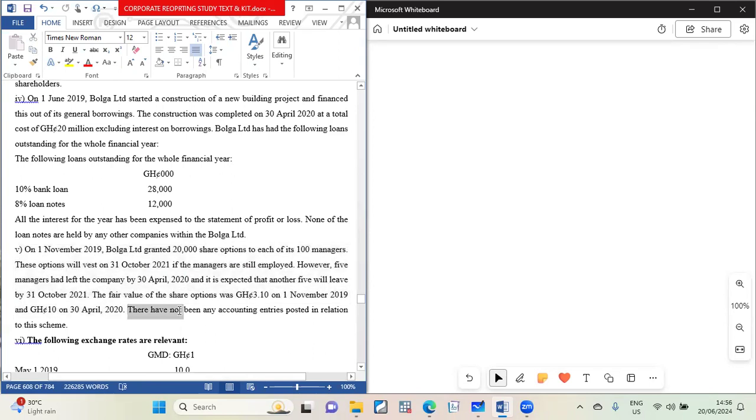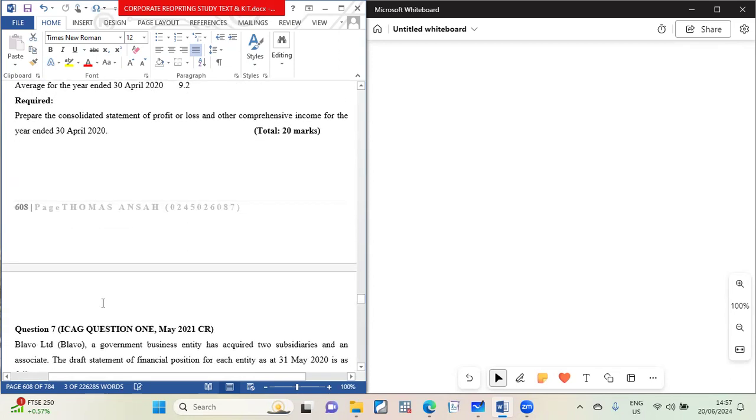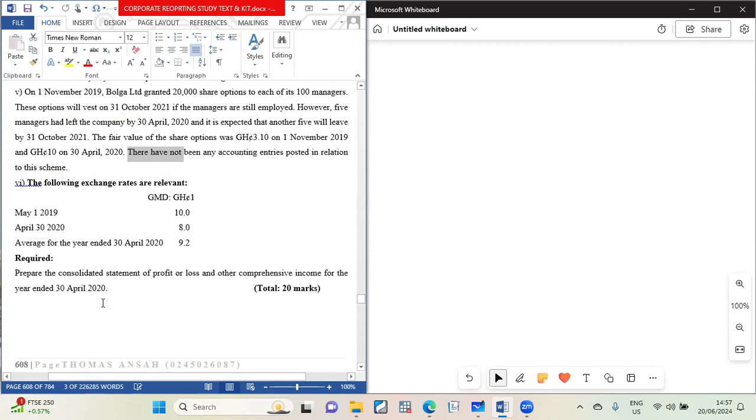There has not been any accounting entry in these relations, and we have the following exchange rates that have been given to us. So these are the exchange rates. This one is to be another question, so that's the second question.